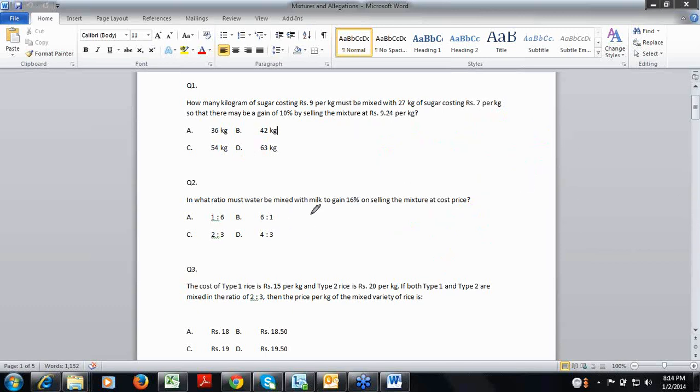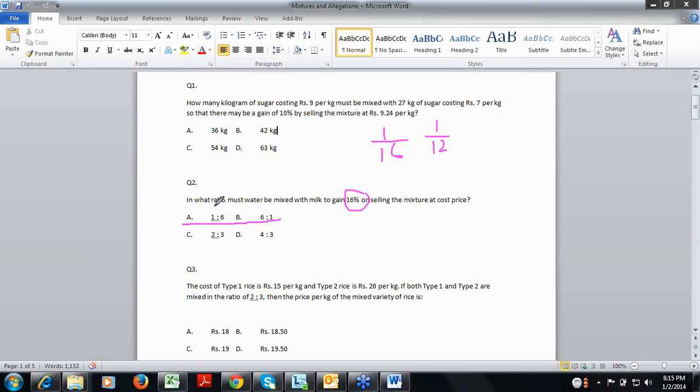Next is, in what ratio water must be mixed with milk to gain 16%? As soon as you see the word 16%, you have only two options: 1:6 or 6:1, always. You know about this, no? 1/16 how much it is, 1/12 how much it is. If you have that calculation methodology in mind, you'll always have this. So 16%, so 1:6, 6:1. These two can only be the options.